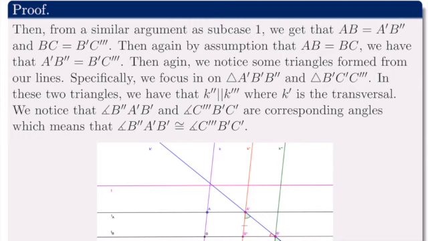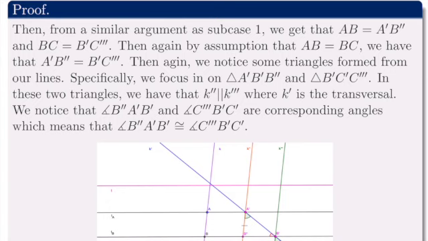All right. So in these two triangles, we have that K double prime is parallel to K triple prime. Again, that's because they are both parallel to K, and we just saw from project 1 that these two would also be parallel. So we let K prime be the transversal between K double prime and K triple prime.